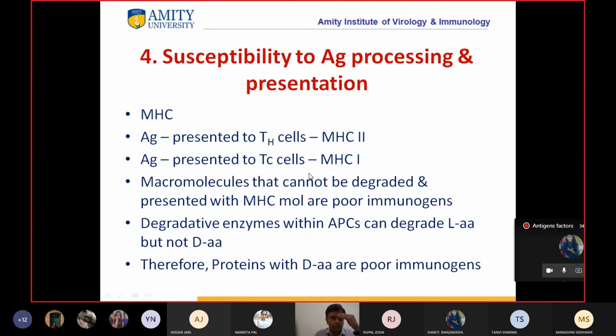Okay, so you just saw the pathway, and what I am saying is macromolecules that cannot be degraded. You just saw what happened. The bacteria came, it was captured, it was broken down into smaller peptides. Those peptides were then presented to the T cells. But the pathogens that cannot be degraded and presented with MHC molecules are poor immunogens. Okay, so is it clear?